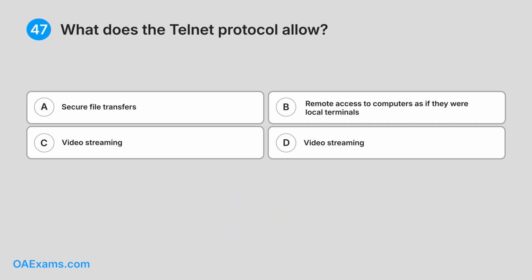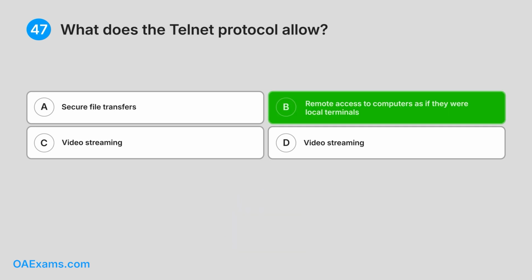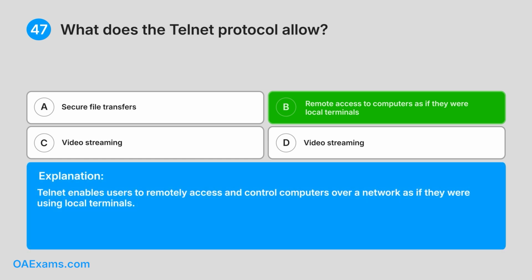Correct answer. B. Remote access to computers, as if they were local terminals. Explanation. Telnet enables users to remotely access and control computers over a network as if they were using local terminals.